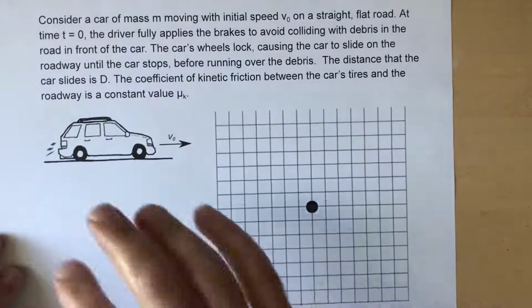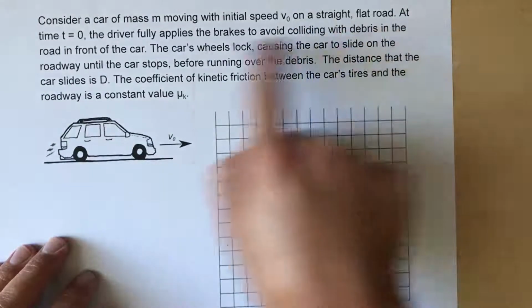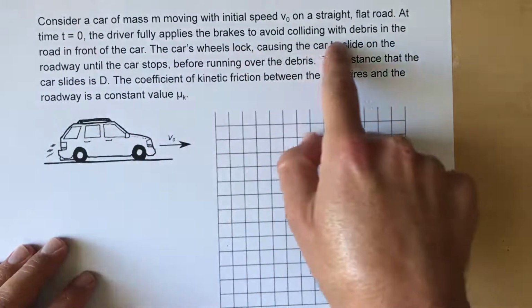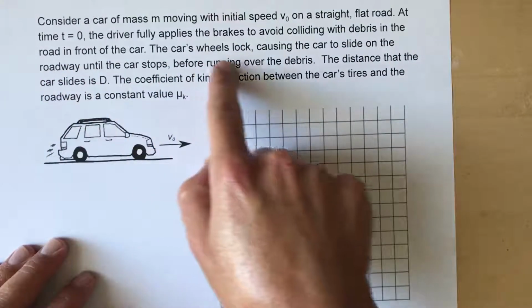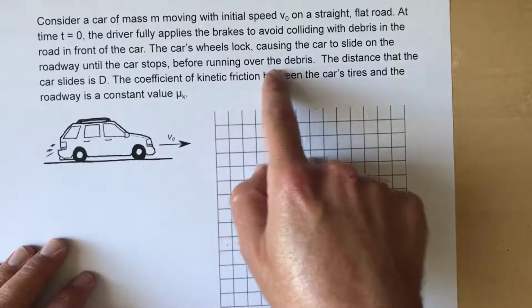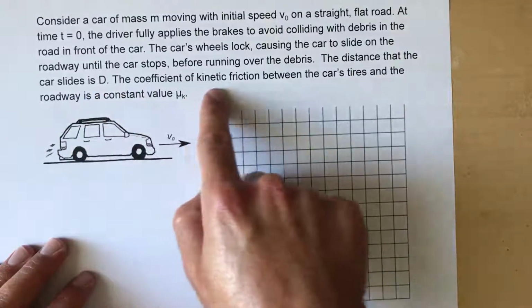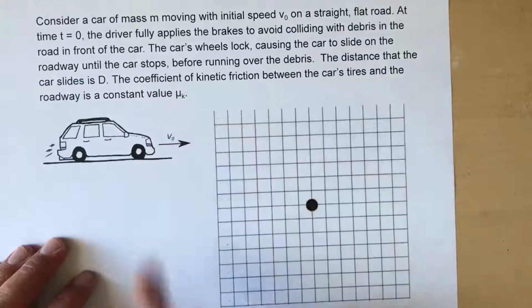So it says, consider a car of mass m moving with an initial speed v0 on a straight, flat road. At time t equals 0, the driver fully applies the brakes to avoid colliding with debris in the road in front of the car. The car's wheels lock, causing the car to slide on the roadway until the car stops before running over the debris. The distance that the car slides is d. The coefficient of kinetic friction between the car's tires and the roadway is a constant value, mu sub k there.